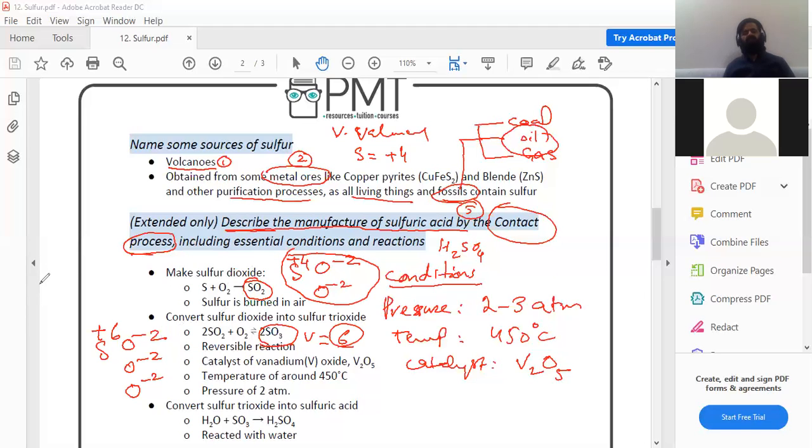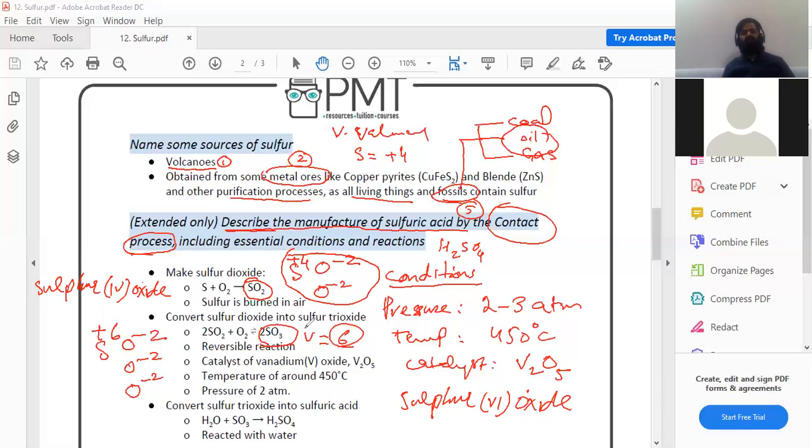So the actual name of sulfur dioxide is sulfur(IV) oxide, and the actual name of sulfur trioxide is sulfur(VI) oxide, because here the valency of sulfur is 6. So the very first step is to manufacture SO2 gas.